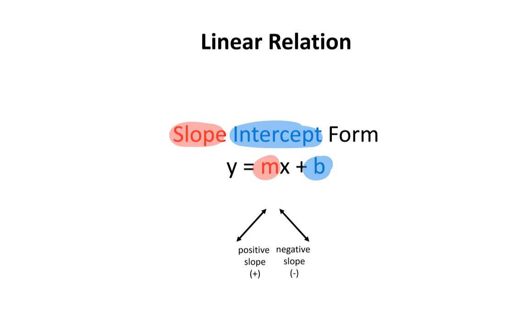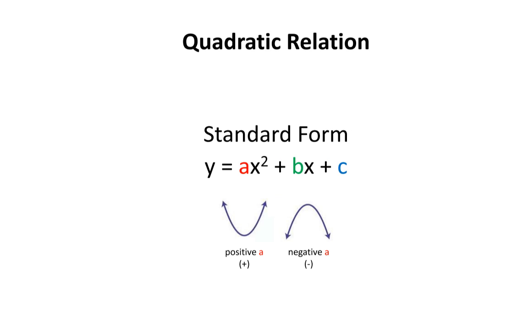We also learned that if your slope is positive, your line will be increasing or going upwards. And we also learned that if your slope was negative, your line will be decreasing or going downwards. A quadratic relation is a different type of pattern. These types of patterns can be represented with the equation y equals ax squared plus bx plus c.